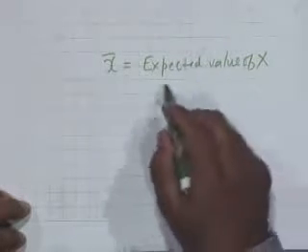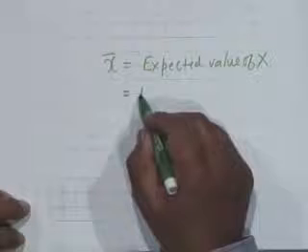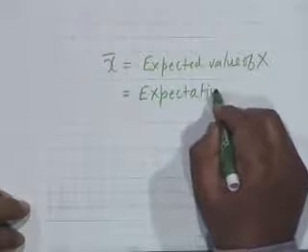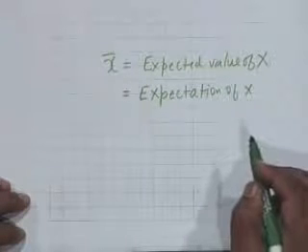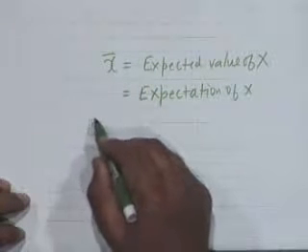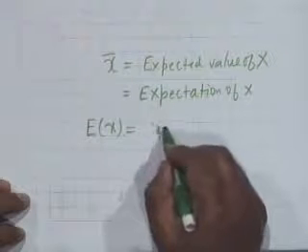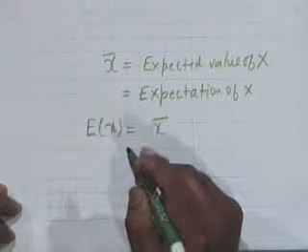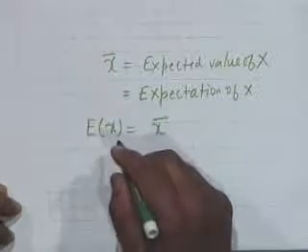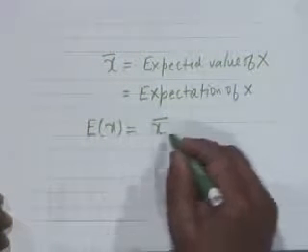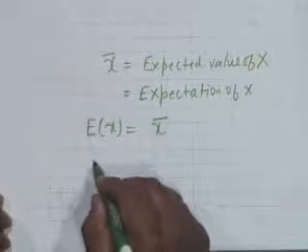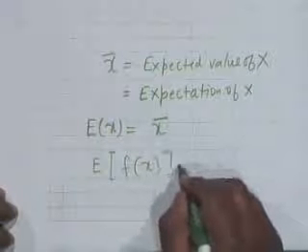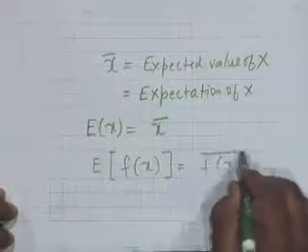The statisticians use the term expected value, or it is also sometimes called expectation of x, and sometimes we write this as E of x. E is an operator, it is not a functional form, it is an operator operating on x, which gives you x bar. In a similar manner, if the expectation operator operates on f of x, then we get f of x bar.